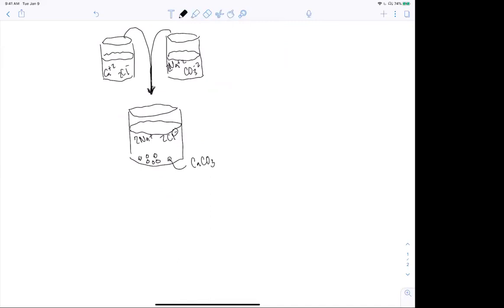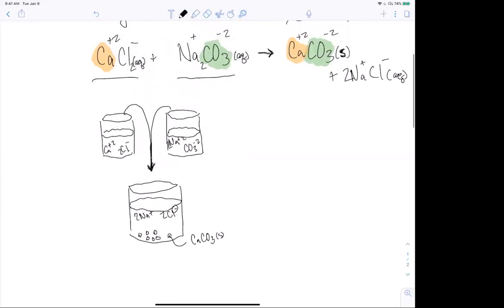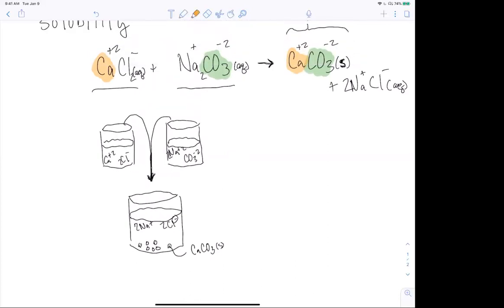Okay, so we've got calcium carbonate. We can write a net ionic equation here where we just leave out all the stuff that we don't care about. So we could just say calcium plus carbonate goes to calcium carbonate. This ignores all of these other spectator ions. Like I'm leaving out the sodium chloride, I'm leaving out the sodium, and I'm leaving out the chloride.